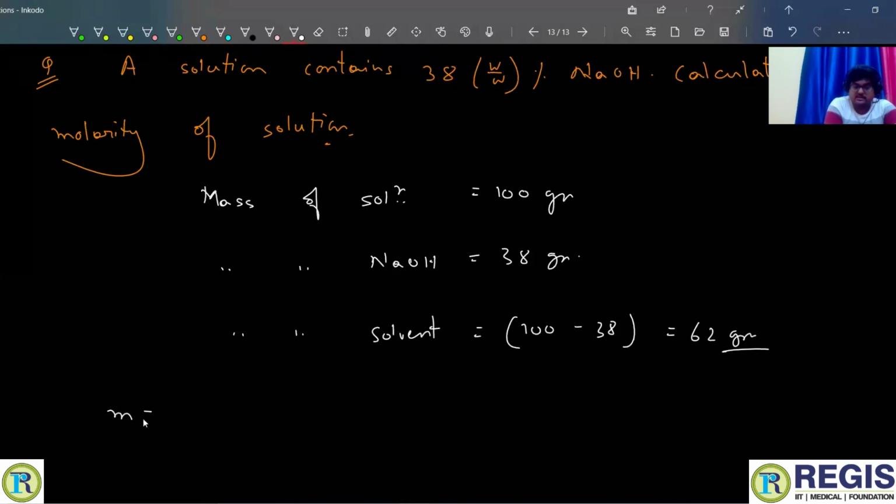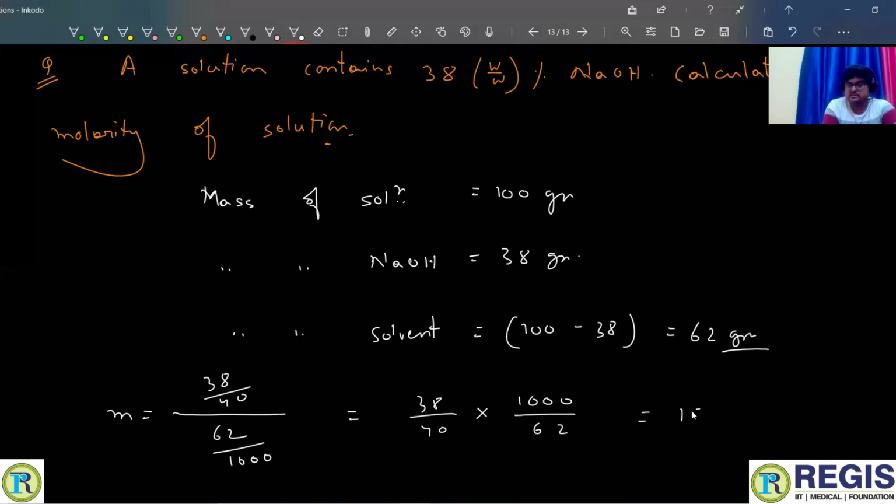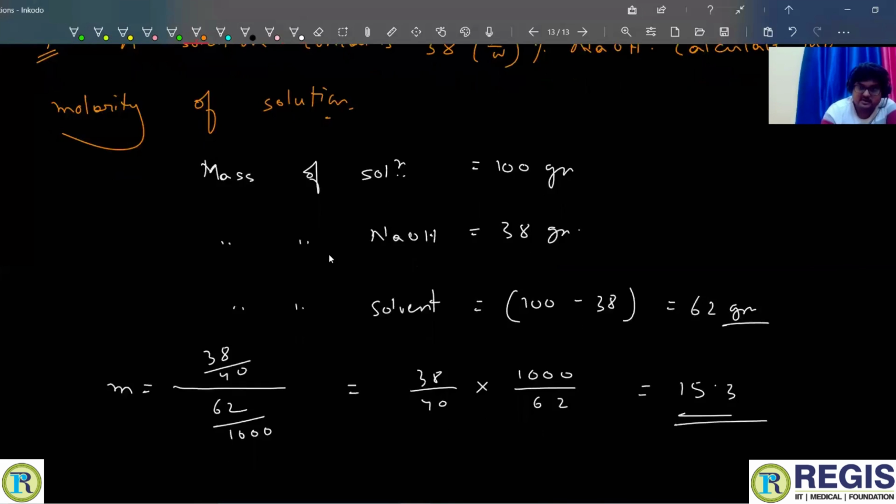Now, what is the molality? Molality equals to given mass by molar mass divided by mass of solvent, 62 gram, which is converted to kg. So basically, after getting calculation, if you calculate 38 by 40,000 by 62, this value becomes near and equals to 15 points. Is it clear? Any doubt? Giving you last question for today. Try to solve it.